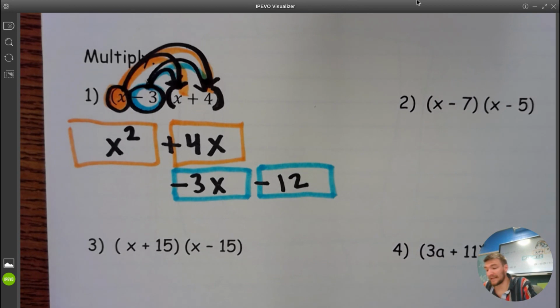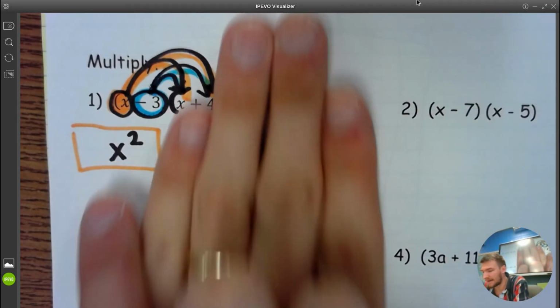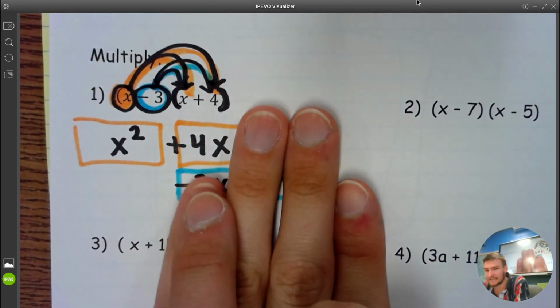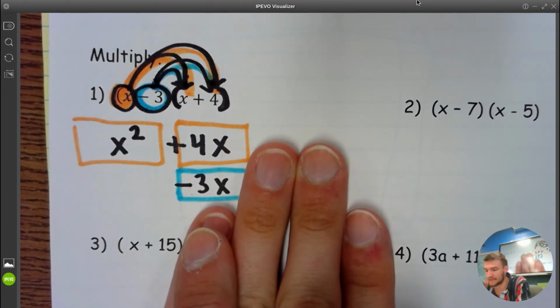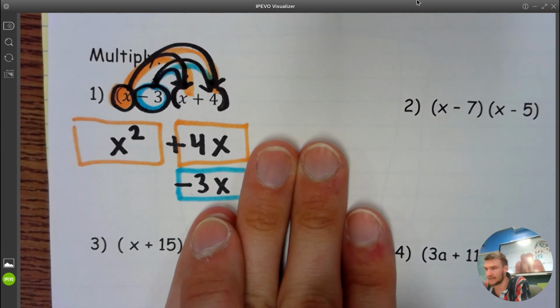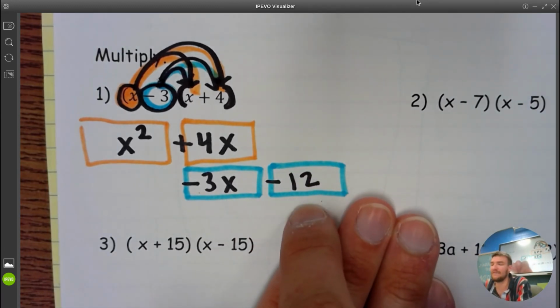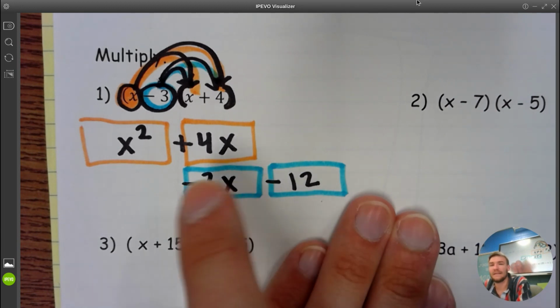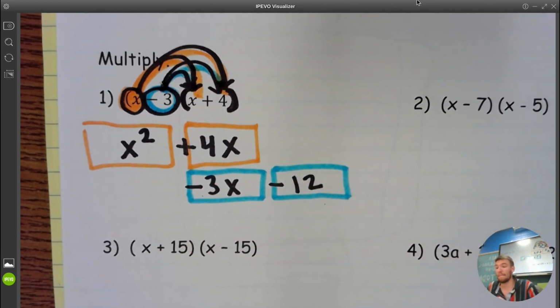That is basically FOILing. We did it. And just to walk you through this slowly, x times x, we don't need a calculator for that. 4 times x is 4x, you don't need a calculator. Negative 3 times x, negative 3x, you don't need a calculator. This piece is maybe the only piece you would even need a calculator for. Negative 3 times 4 is negative 12. So FOILing, mathematically, is not very hard.